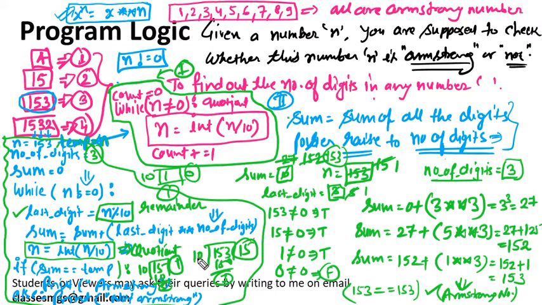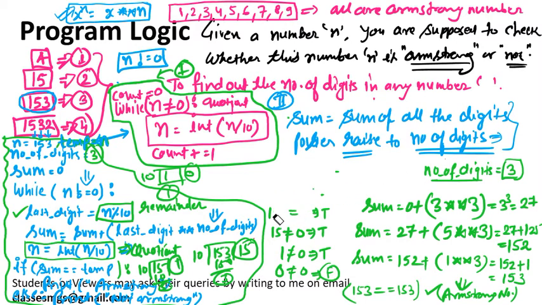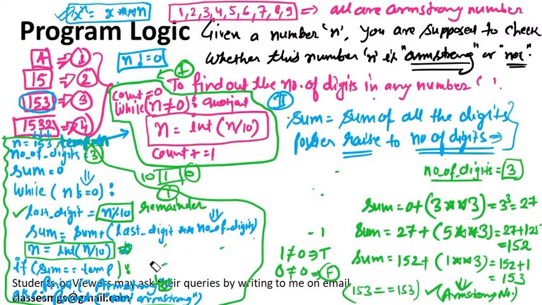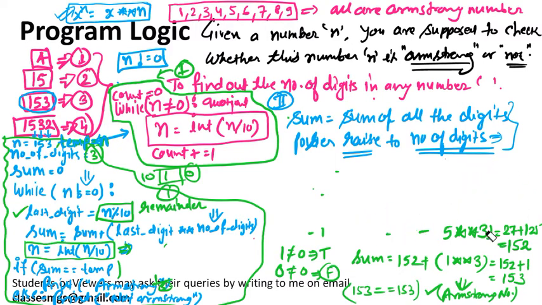Now let's take some number that is not Armstrong and dry run it. Let's take some other number, and our program should print that the number is not Armstrong. So I am erasing all of this, and taking some other example for your convenience and better understanding.